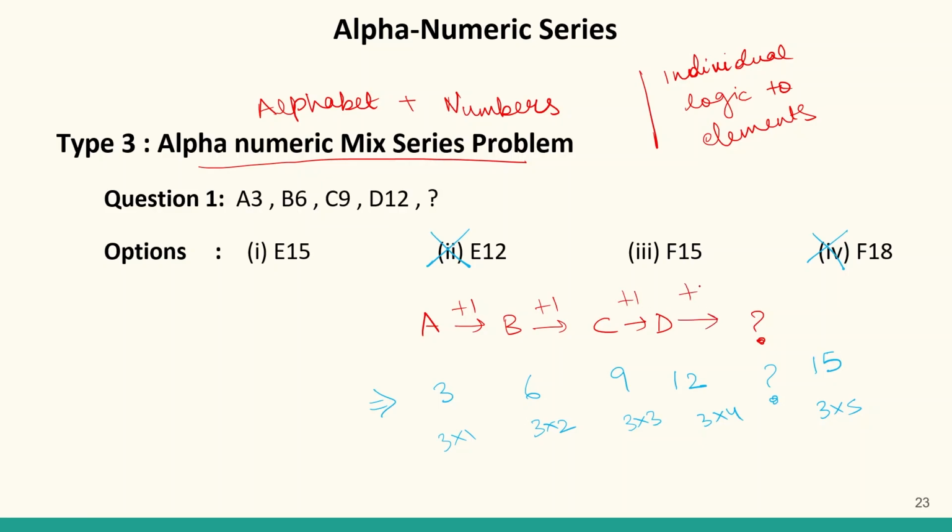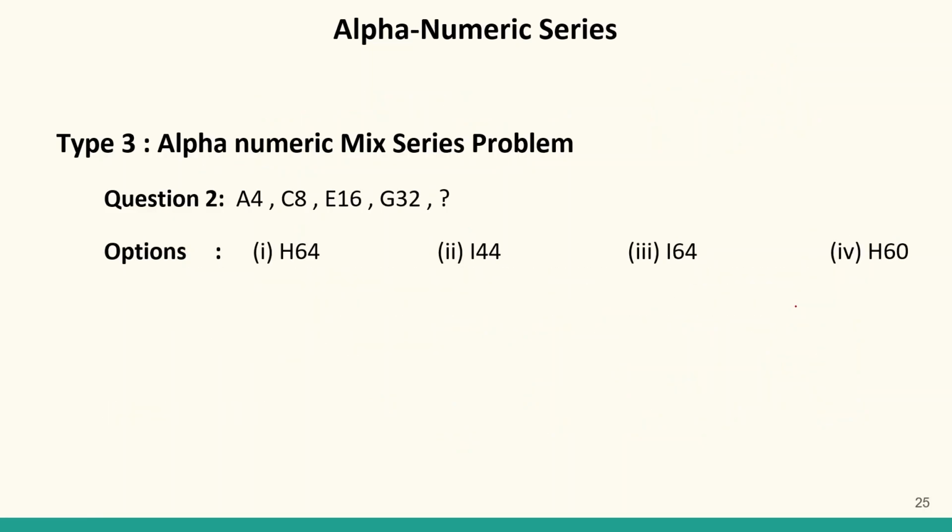So from D we'll increase by 1 and we'll get E. So our answer will be E15. That will be our answer. This is the answer. So we basically have two different series which are mixed into one, and we have to find the individual logic to arrive at the answer. Now let us look at this one.